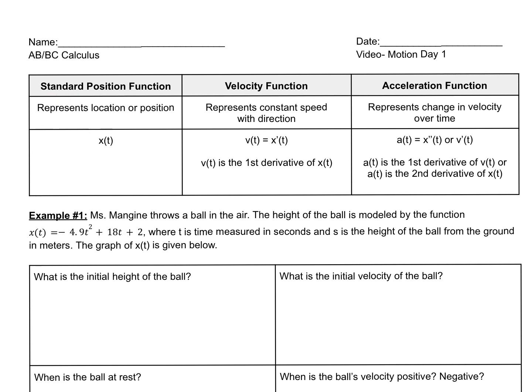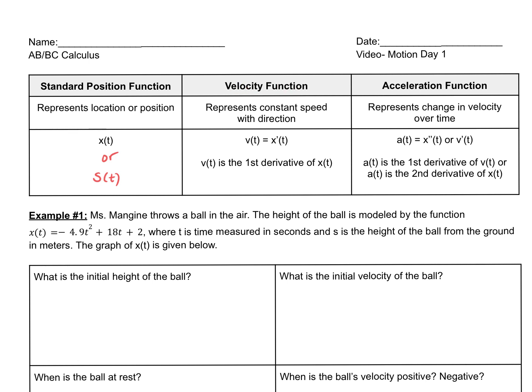So standard position represents the location or position, and it's denoted by x of t. You may see it as s of t, so I'm just going to write an "or," and then you can go ahead and write in s of t. You might see it this way, but most of the time you'll see it as x of t.